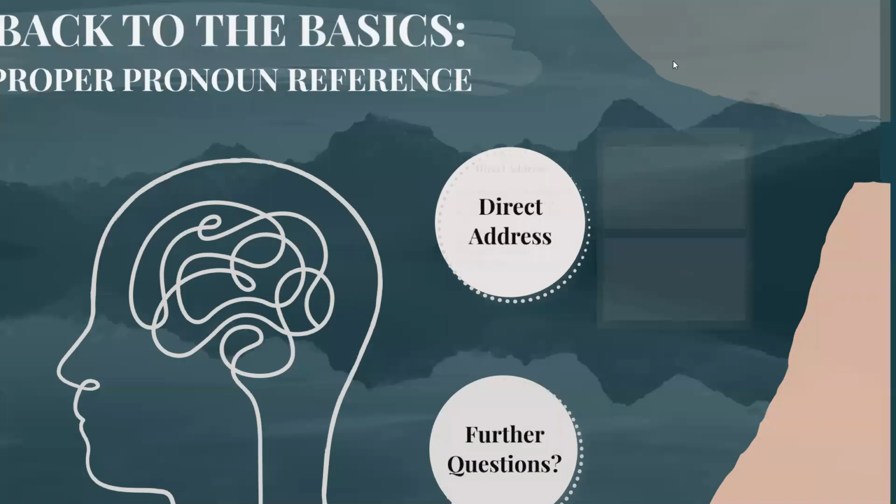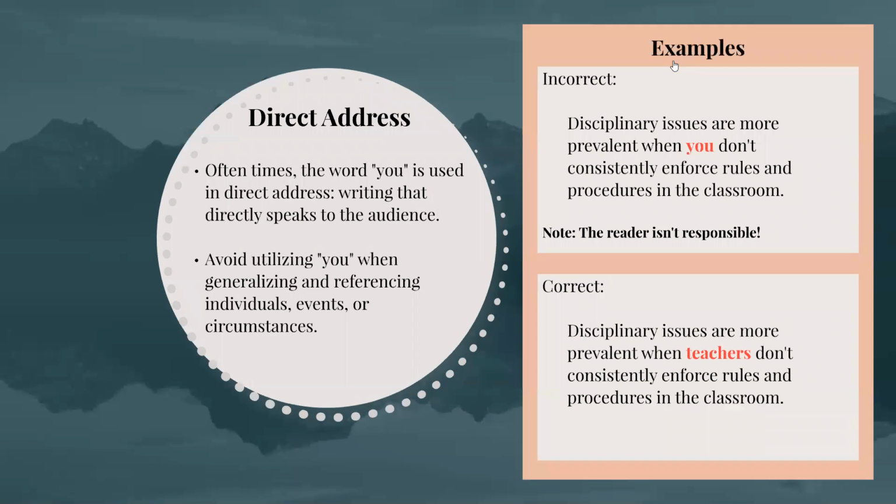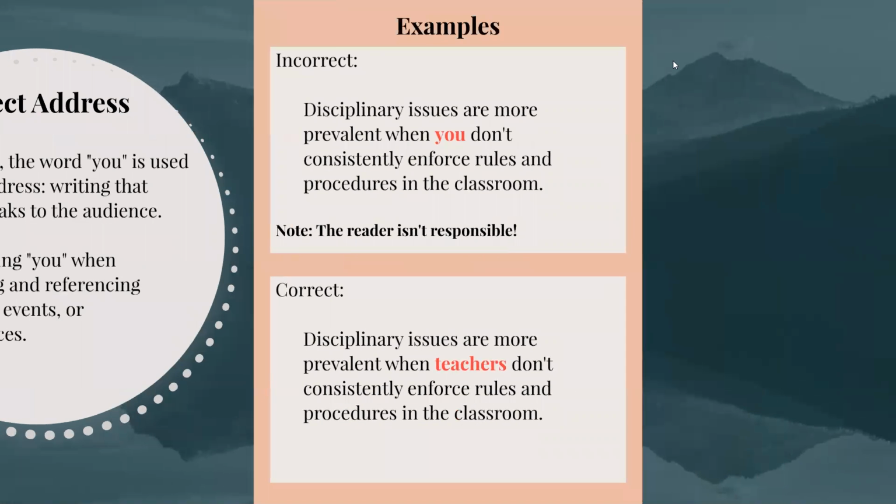The last item we're going to discuss today is direct address, which is defined as writing that directly speaks to your audience. I want you to think about that second person pronoun you. So oftentimes you is used in direct address. However, we're going to avoid utilizing that word you when generalizing or referencing individuals, events, or circumstances in our sentences. And so this is kind of what this looks like. That'll help you understand a little bit better.